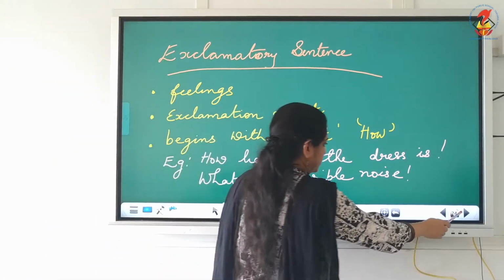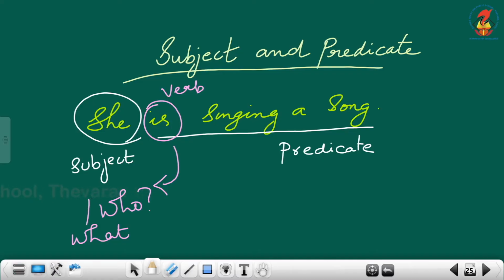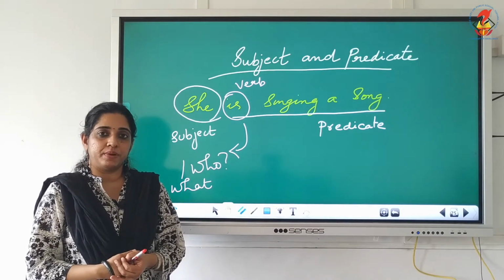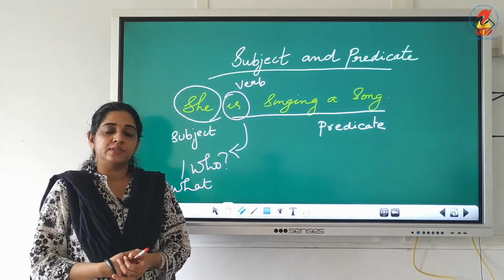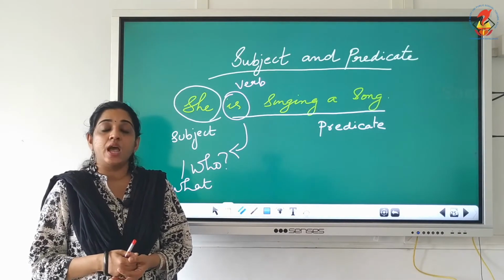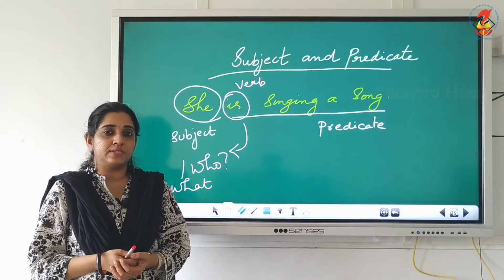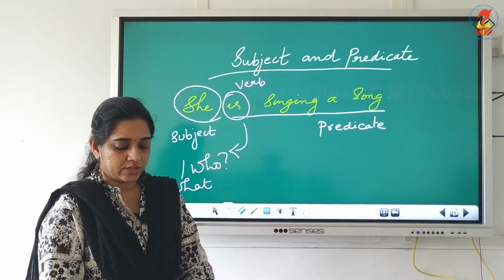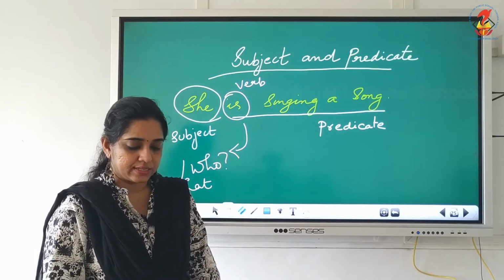Now, the next one is subject and predicate. What do you mean by a subject and predicate? What is a subject and what is a predicate? Subject means what the sentence is about, and more information about the subject is called a predicate. So children, I think before starting the topic, we will do the first exercises of your grammar.